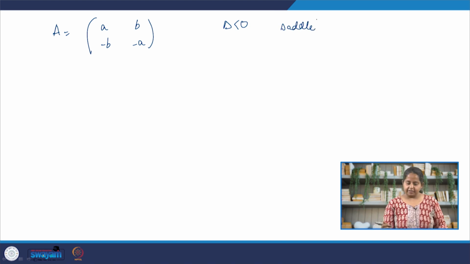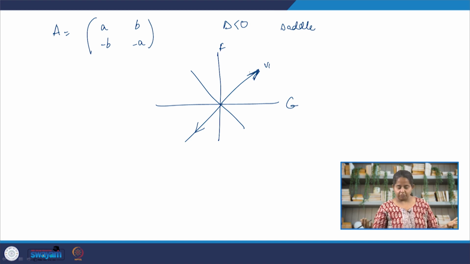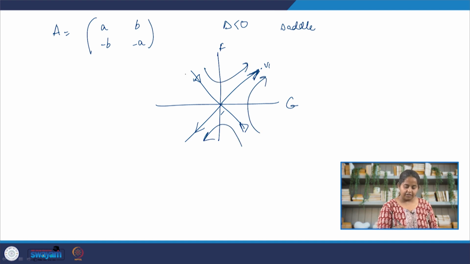Now, when we are dealing with a saddle, what will a typical saddle look like? Let's say we have F here, we have G here, and then let's say this is our first eigenvector, this is our second eigenvector. Depending on which eigenvector corresponds to which eigenvalue, let's say this particular eigenvector corresponds to the positive eigenvalue, then we are going to see movement away from the fixed point in the direction of this eigenvector. And if this eigenvector corresponds to a negative eigenvalue, then the movement is going to be towards the fixed point. So, in that case, our flow, our trajectories will look like so.